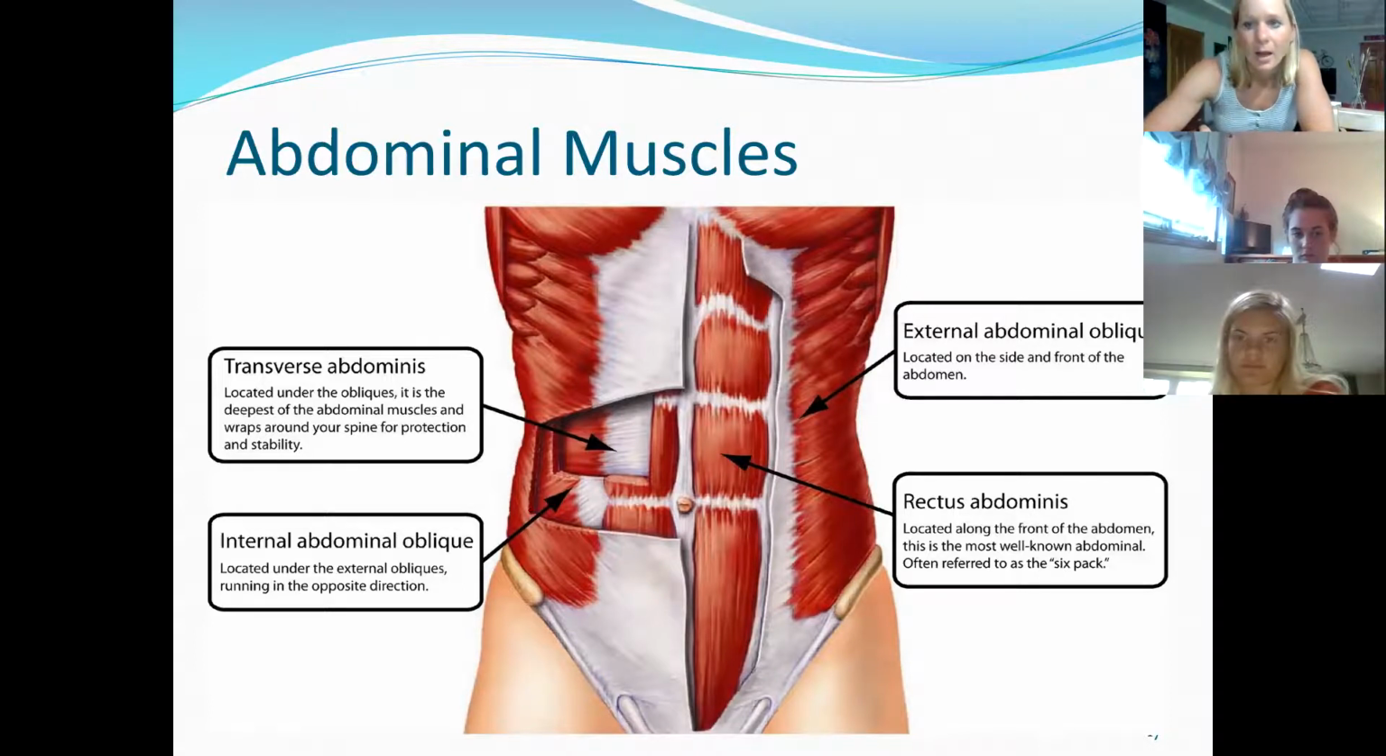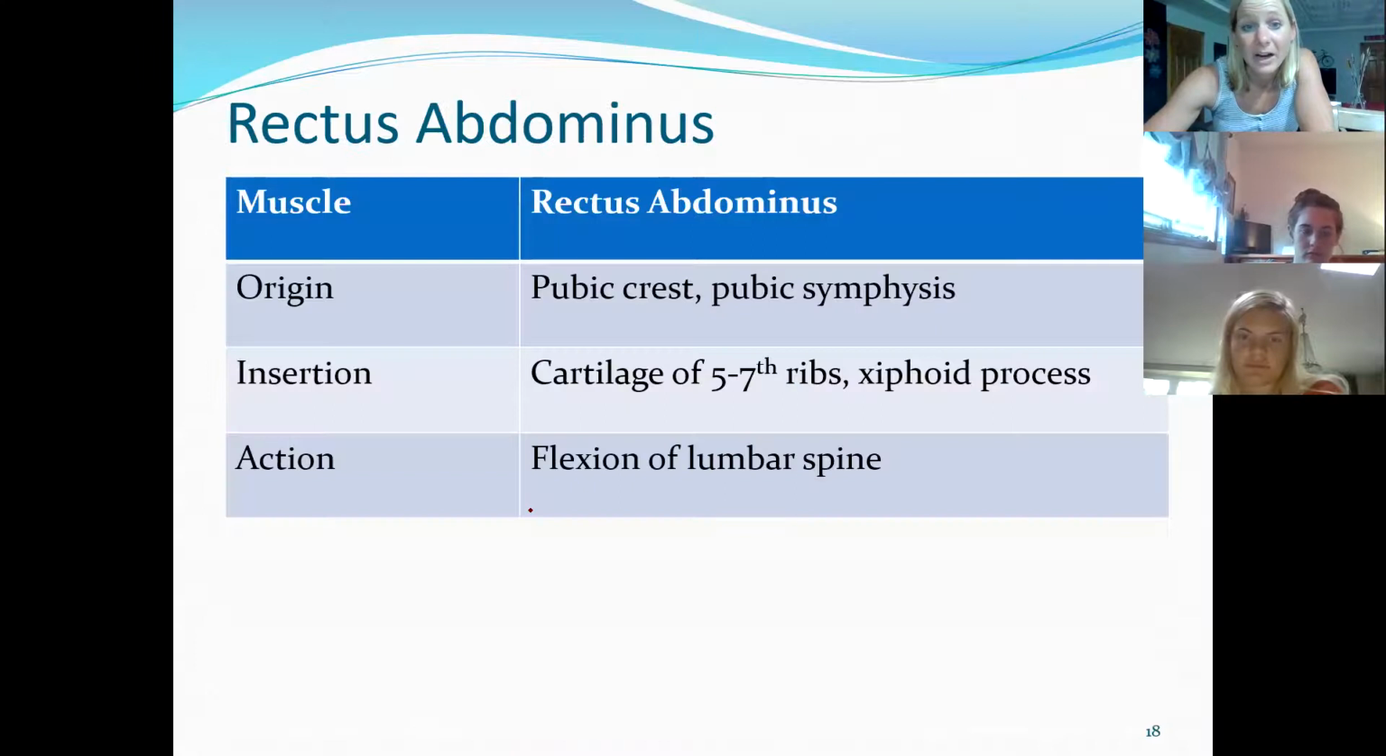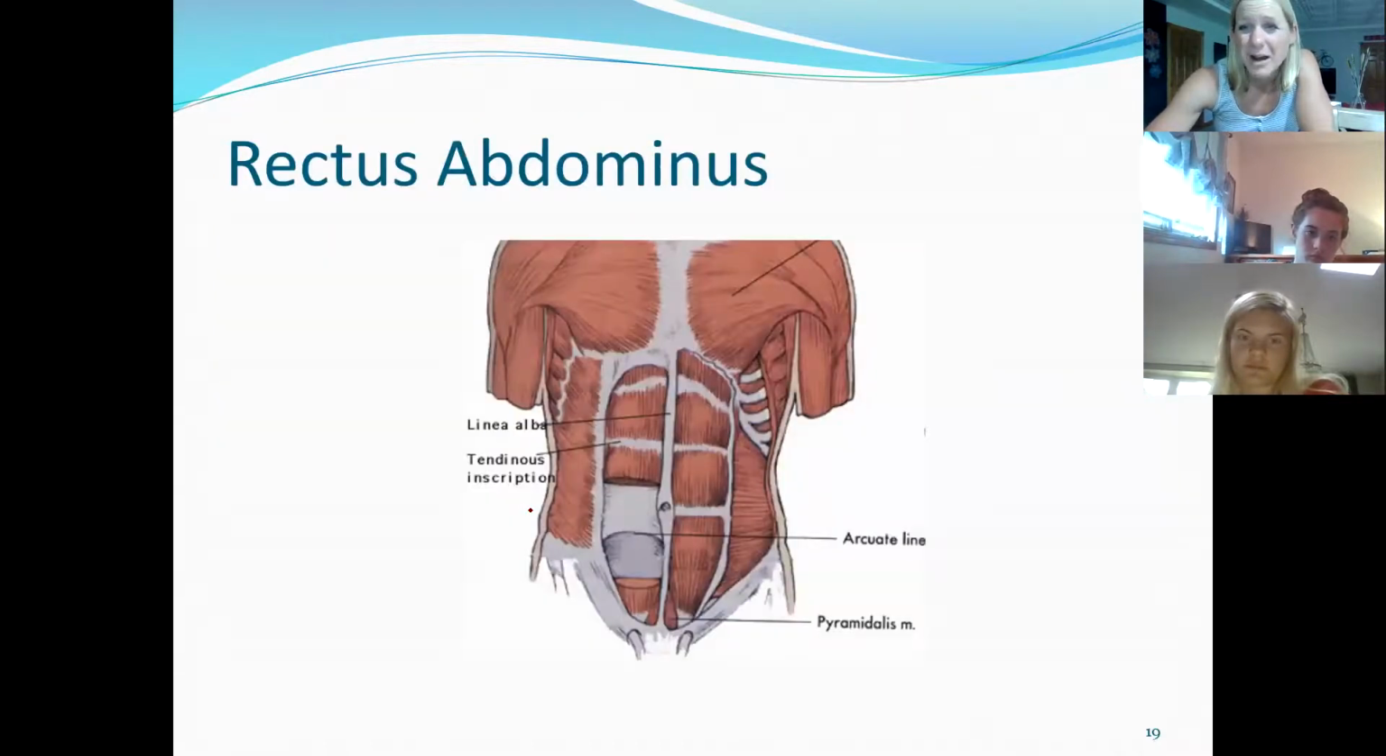Okay. Again, when we think about their actions, rectus abdominis, super easy. It's going to help us with flexion of the spine. So that's easy enough. Transverse abdominis doesn't really do a lot in regards to movement. However, it's super important in relation to keeping us protected.